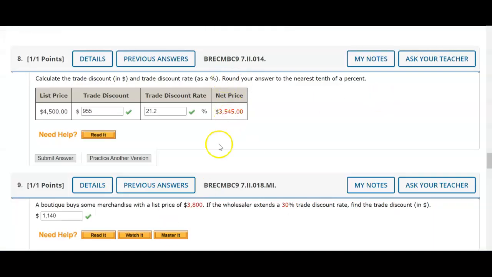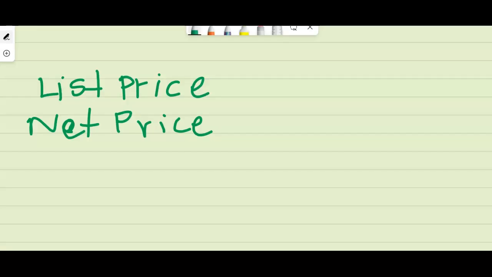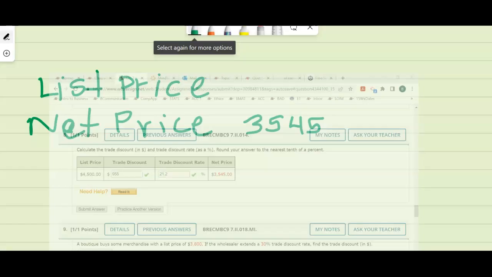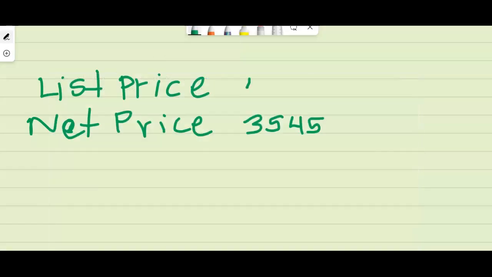So the list price here is $35.45. Oh, sorry, that is not the list price. That is the net price. So the list price is $4,500, and the net price is $35.45.